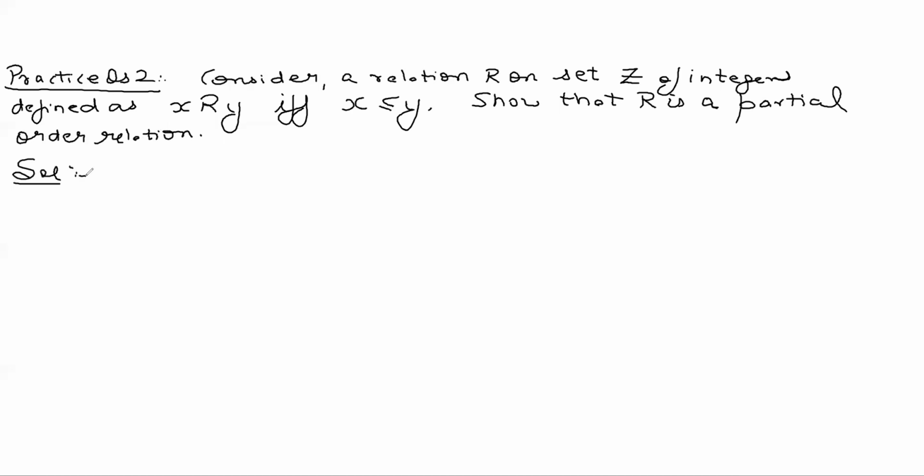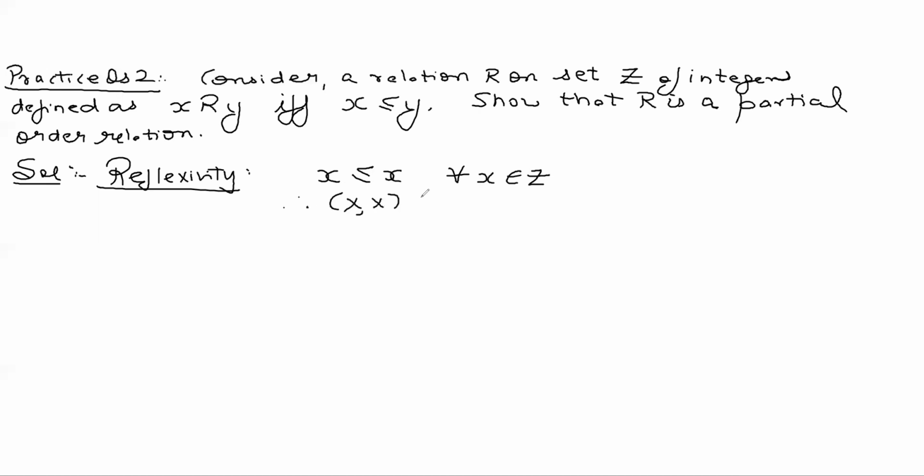Let's look at the solution. To show that R is a partial order relation, we need to show it's reflexive, anti-symmetric, and transitive. Let's check for reflexivity. Now we know that x is less than or equal to itself for all x belonging to integers. We know that x is equal to itself, right? So I can write it like this. Therefore, (x, x) belongs to R for all x belonging to Z. Therefore, R is reflexive.